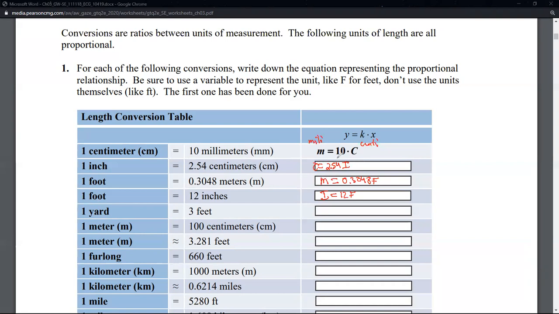And if you think you've got it wrong, then try plugging in the 1 and see if this is right. If you plug in 1 inch, 1 times 2.54 is 2.54, and 1 inch is 2.54 centimeters. If I had this wrong, if I said I is equal to 2.54 times the number of centimeters, well, 2.54 centimeters is supposed to be 1 inch. If you put 2.54 in for the c, then you get 2.54 times 2.54, which is definitely not 1.